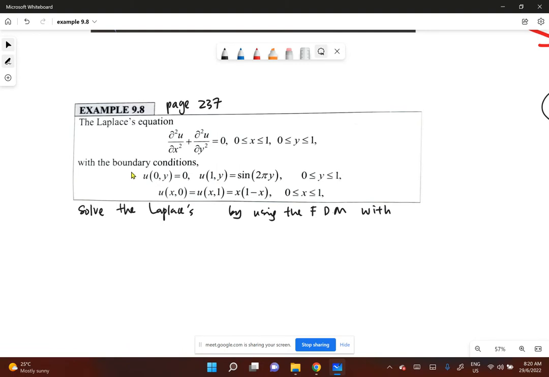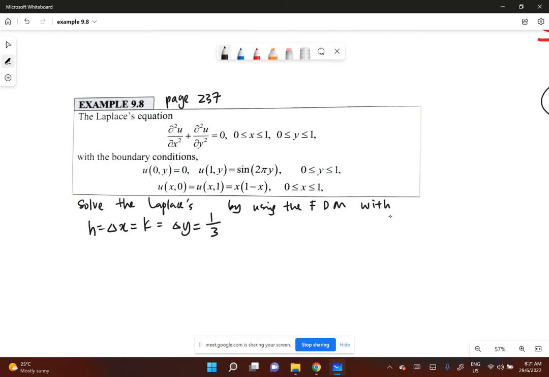And with the boundary conditions. For the Laplace and Poisson equations, they give you the boundary conditions, because left, right, bottom, top, all the values we have to fill in. Then solve the Laplace equation by using the finite difference method with h equal to the step size of x and k equal to the step size of y, equal to 1 over 3. So k and h are equal.